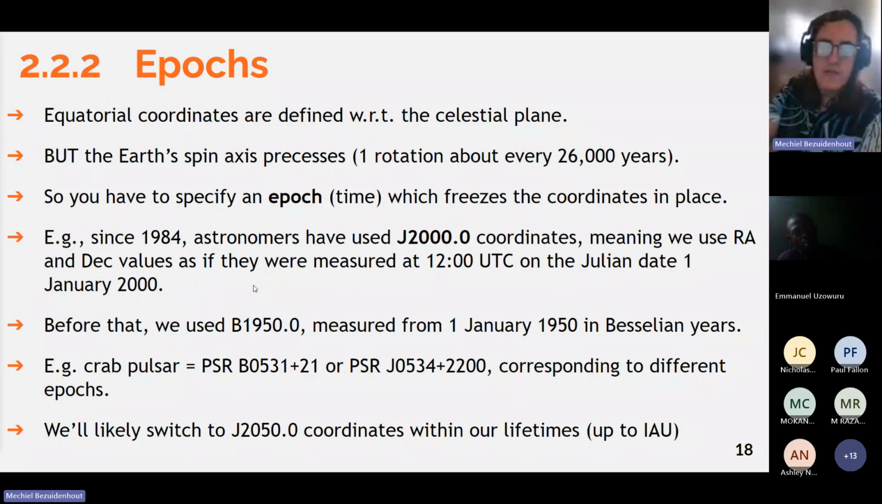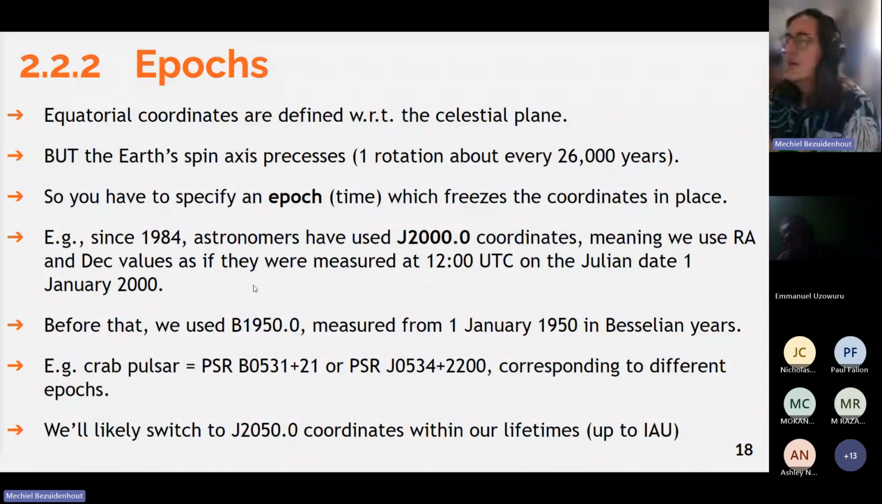So if you specify a right ascension and declination of a source, those coordinates are going to change very slowly as the tilt of the Earth's spin axis changes. So if we want to be consistent with our coordinates, you have to specify an epoch, which is a time that freezes the coordinates in place. So to give you an example, since 1984, astronomers have used J2000 coordinates, which means that we use the RA and DEC values as if they were measured at 12 UTC on the Julian date 1 January 2000.